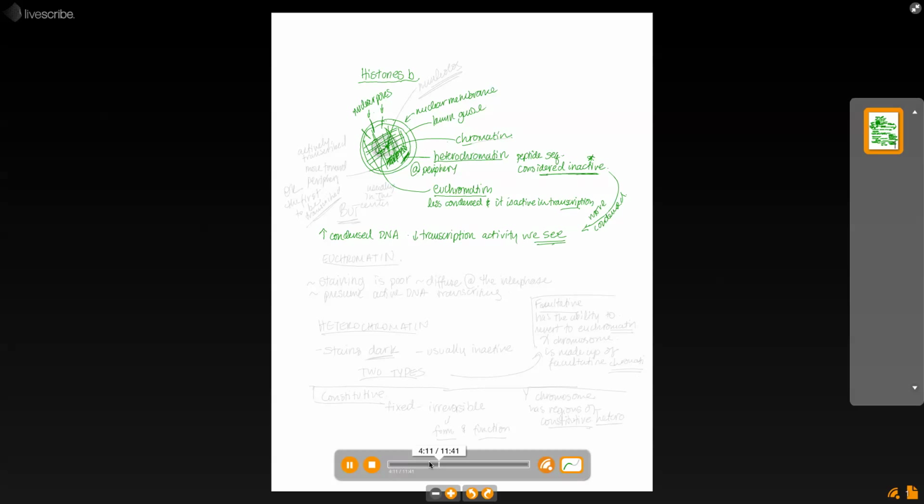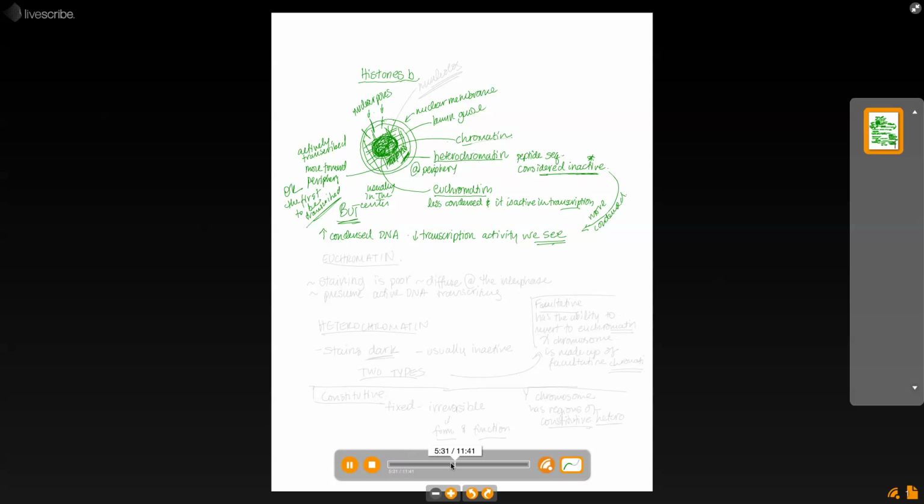Whereas euchromatin is usually in the center. Earlier, let's just say, are more towards the periphery if they're being actively transcribed or the first to be transcribed. So that's the difference.